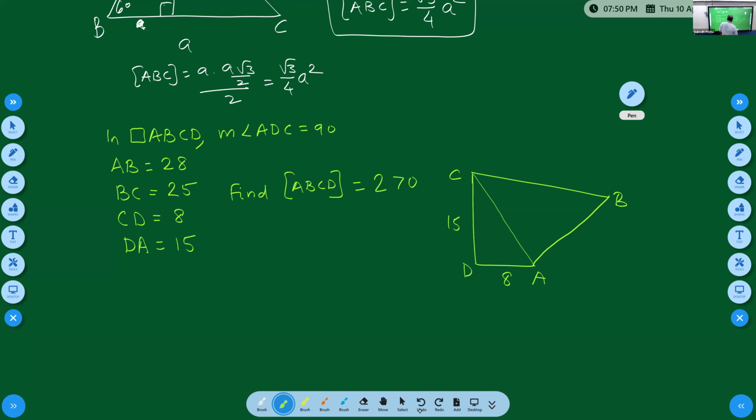Wait, I got it reversed. Okay, this was correct. Call this C and this A. Now AB is bigger. So this is 28, this is 25 and this is 17. So we have to use Heron's formula here to find the area of that bigger triangle and the right angle triangle. So this is easy. So the total area is... good. You are doing good.